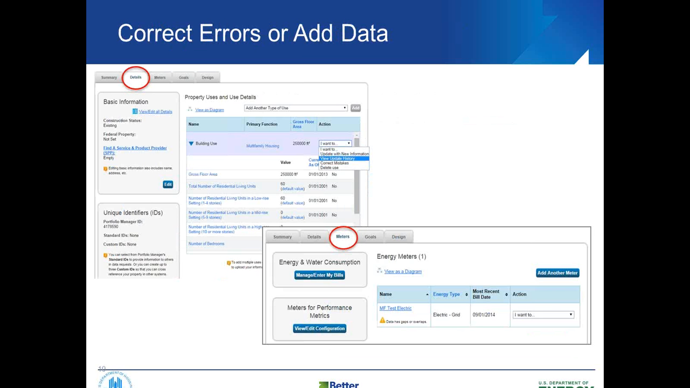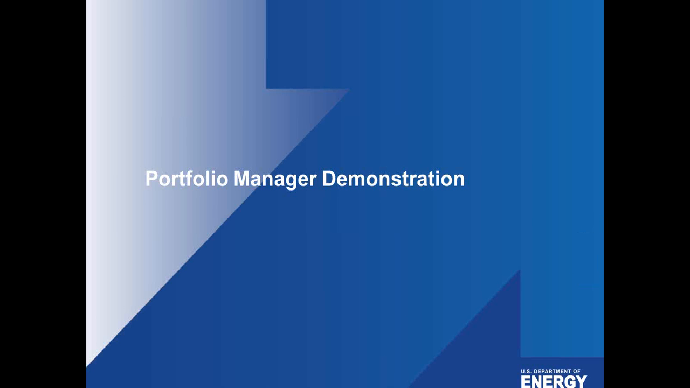Once we have all the data in there, the two places that we're going to focus on correcting mistakes or making edits are the Details tab, which you'll see on a property's portfolio here, and then the Meters tab, which lists all of your energy meters. The Details tab is where you input things like square footage, units, bedrooms. So there could be issues with that depending on what you're seeing in Portfolio Manager.